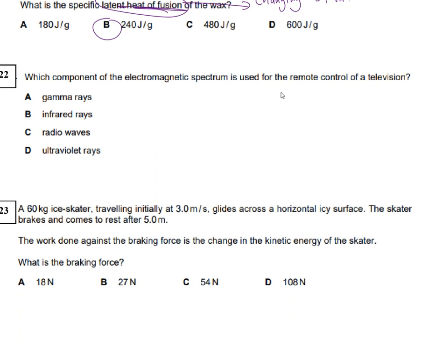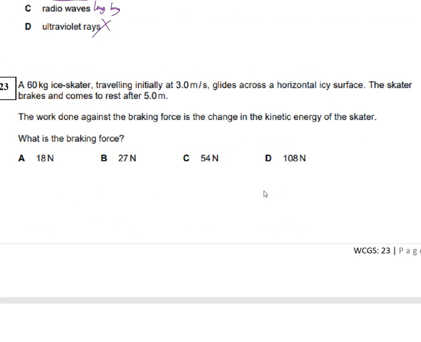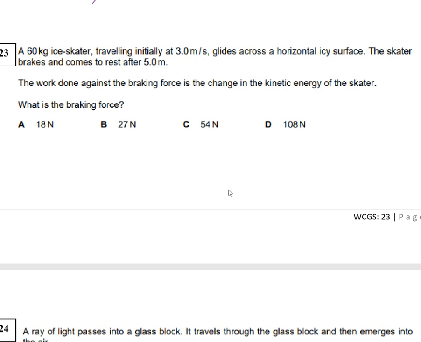Now, which one is used to remote control a TV? That is too dangerous. That is too dangerous. This is too long. Therefore, it is this one. Remote control, guys. When you press the remote control, if you look at the little light, it's red. I think everyone has a remote control at home. So do check it, guys.